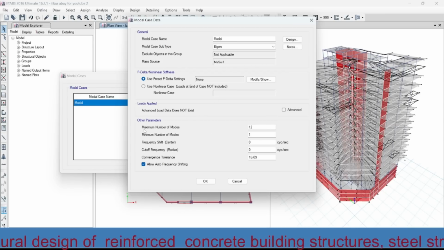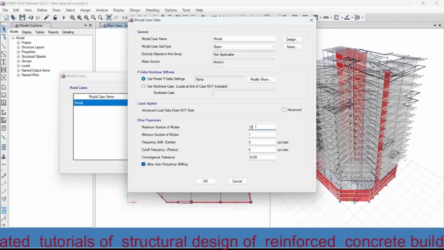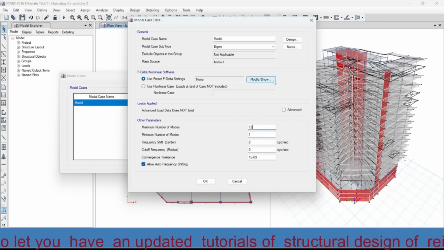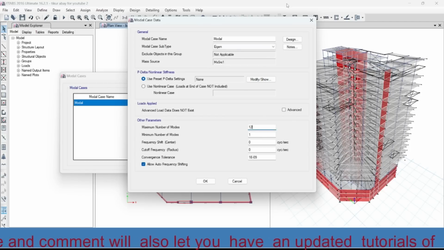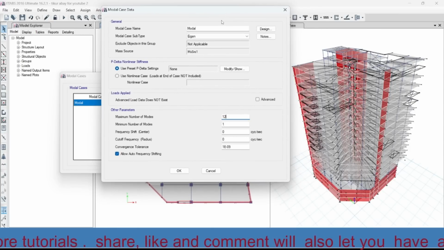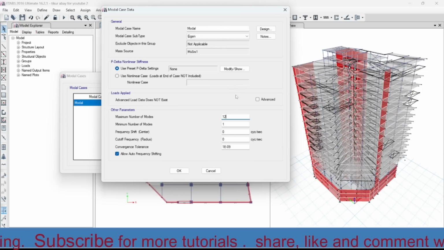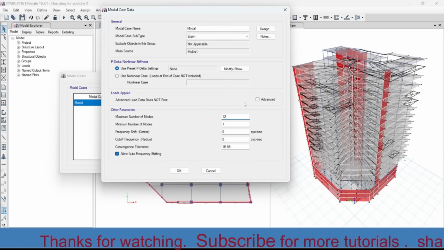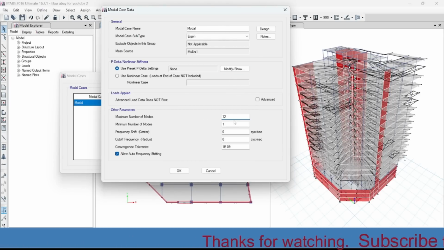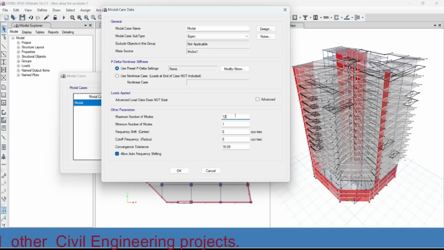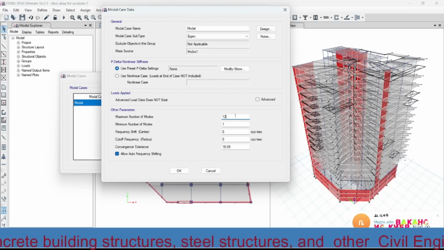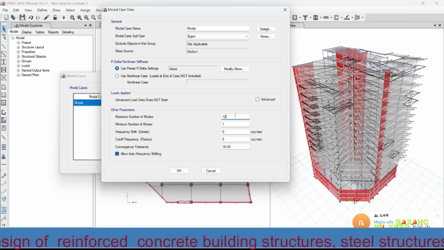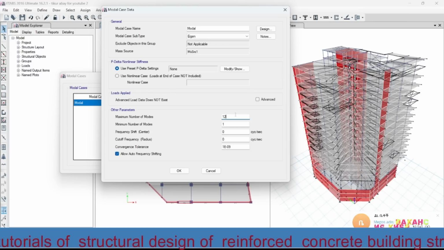And here the maximum number of modes. So we need to define the number of modes. In order to get a good result, the number of modes must be such that the maximum mass participation ratio is achieved.